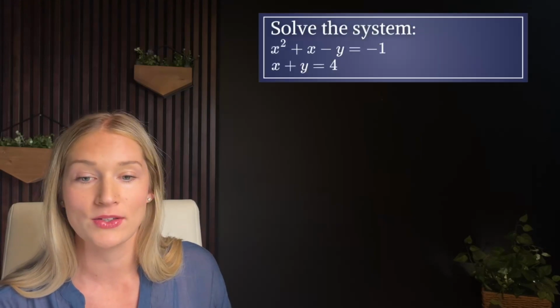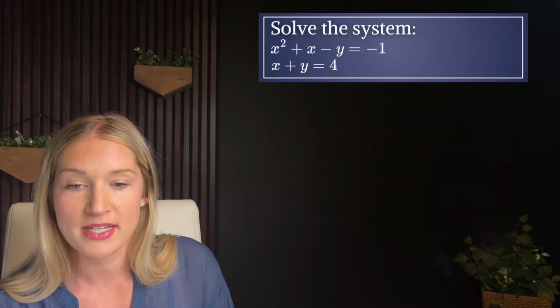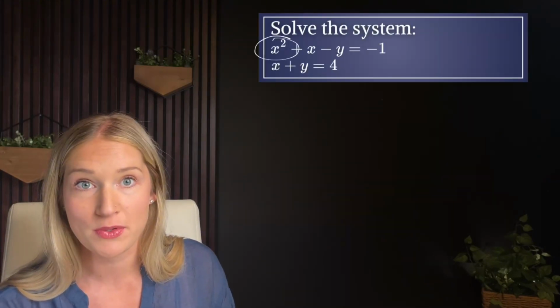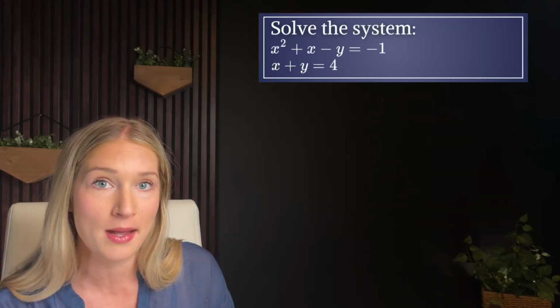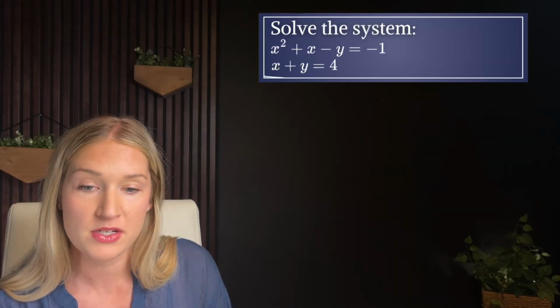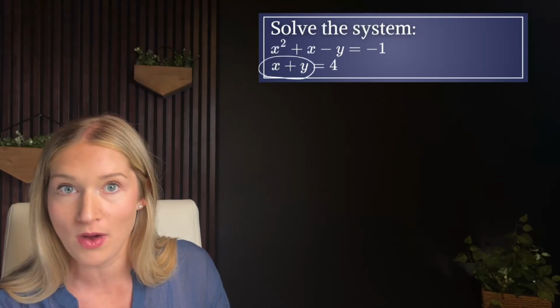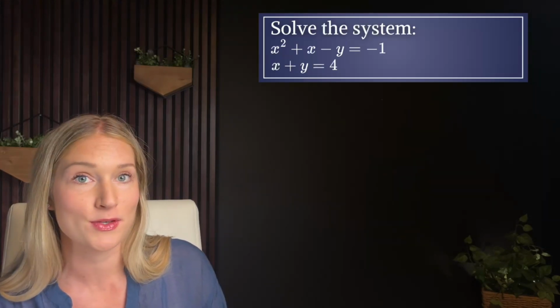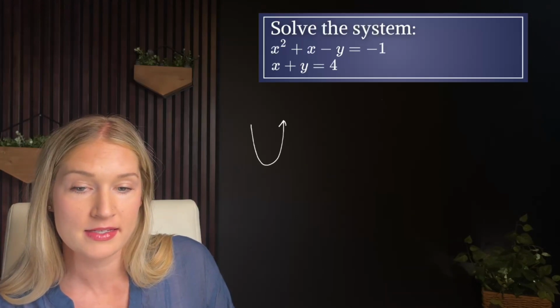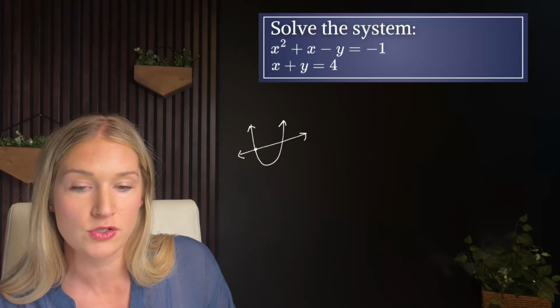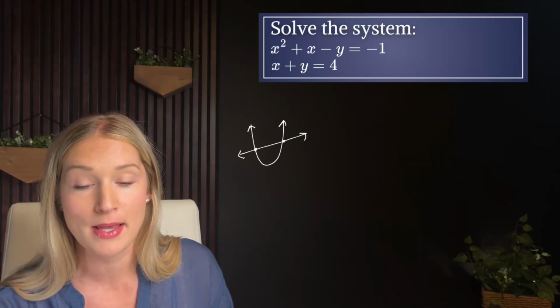So let's take a look at this one. Notice I have an x squared in my first equation and my y is not squared, which means that this is going to be a parabola. And in my second equation here, neither the x nor the y are squared. This is going to be the graph of a linear equation. So maybe we're looking at something like this. Here's a parabola, and then I've got a line, and we're looking for the 2 points where these graphs cross.